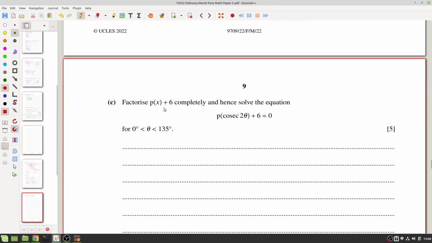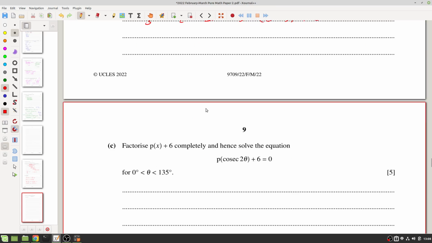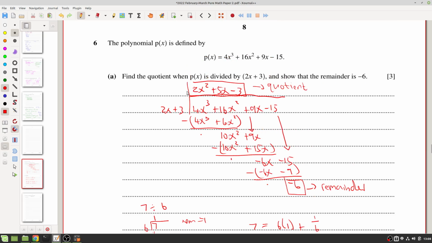Now p of x plus 6. Okay, so this plus 6 should give us a clue here. So p of x has a remainder of negative 6. So if we just add 6 to this, right, so if we said p of x plus 6, then we would have no remainder. So that would just be this times that, right? The quotient times the divisor, if we had a plus 6 here, because that would cancel out the remainder.